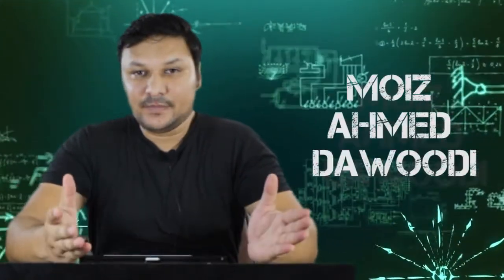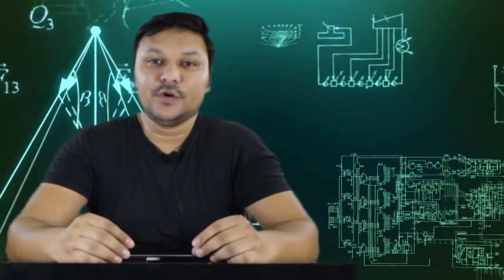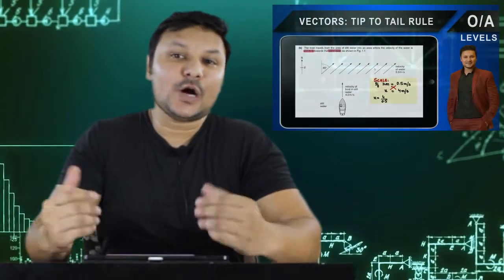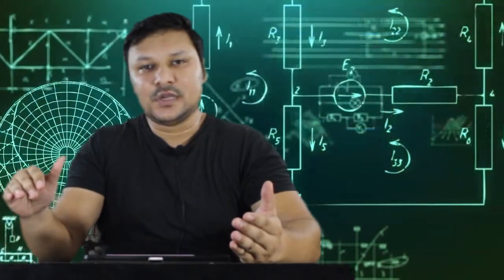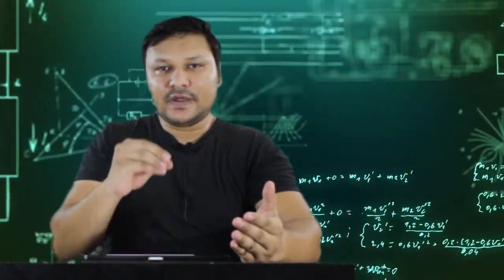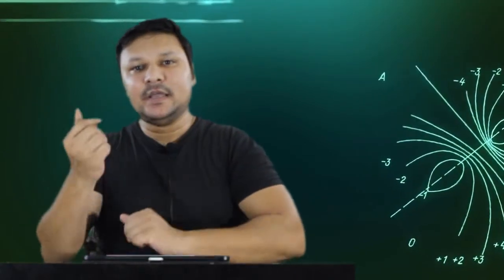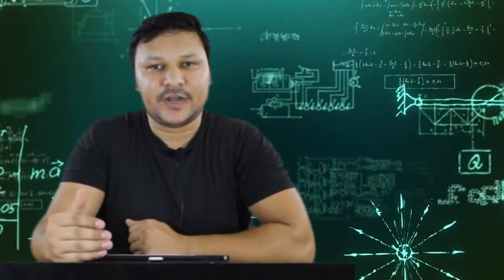So this is Moz Ahmad, your physics teacher, and in this video we will talk about how to add two vectors using parallelogram. In the previous video we talked about how to add two vectors using tip to tail rule. So we will follow the same process to understand addition of vector using parallelogram by breaking the whole concept into 7 different steps. So let's have the steps in mind and then we'll solve the past paper according to the parallelogram.